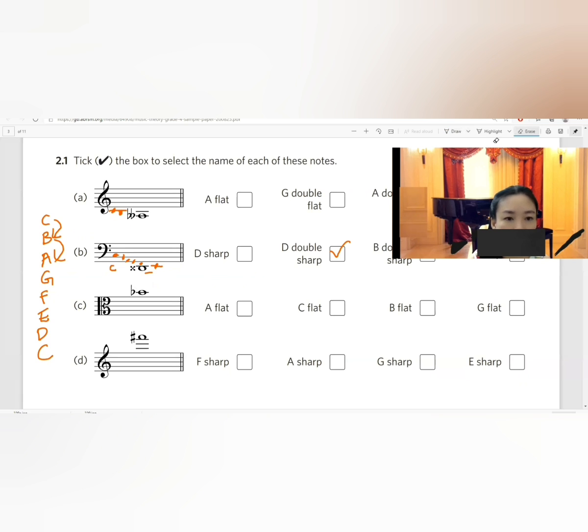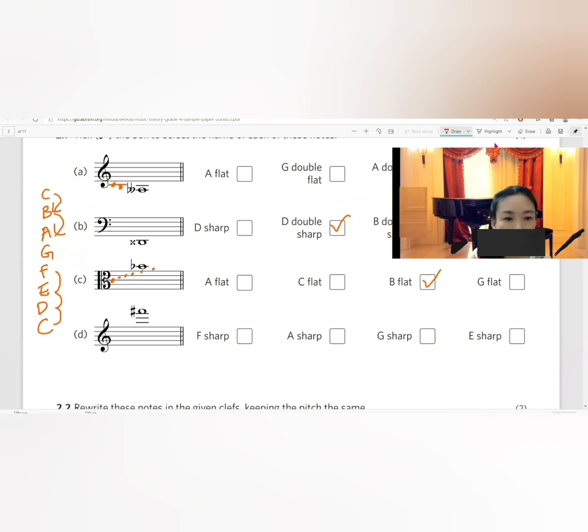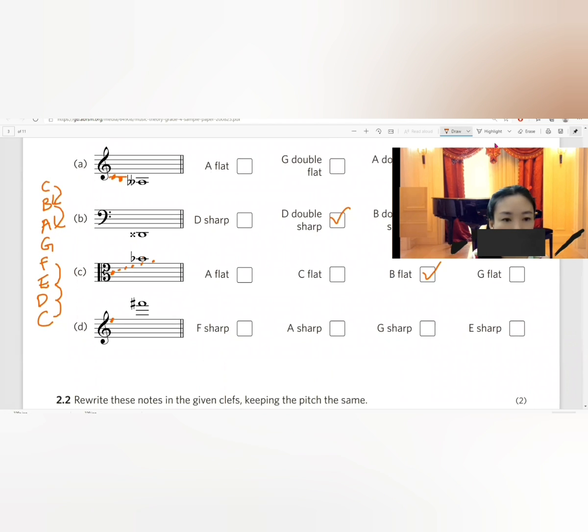Let's look at the next question. Next one is the alto clef. For alto clef, your middle C is here. So if this is C, you can go upwards. Okay, C, D, E, F, G, A, B. So this is a B flat. Next one, you can start with the highest note here, F. So F, G, A, B, C, D, E, F. So it looks like this is the F sharp. So you take the F sharp.